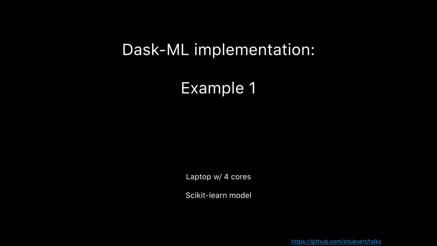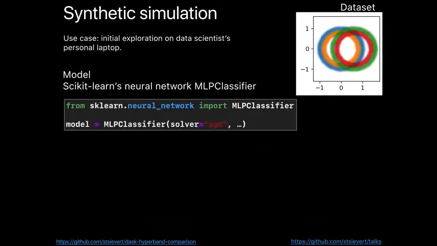For the first example, let's walk through a synthetic simulation with scikit-learn. Let's use scikit-learn's MLPClassifier, the multi-layer perceptron from the neural network module, to classify a synthetic data set with 6 features. There will be 4 classes, represented by the colors in the plot. There are 2 informative features and 4 noisy, uninformative features.